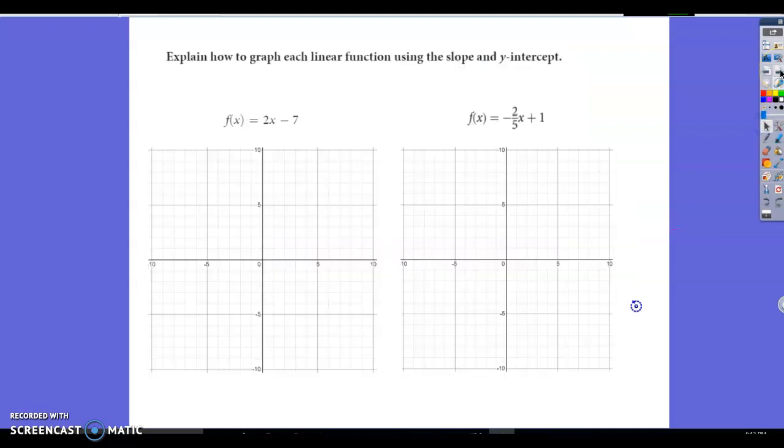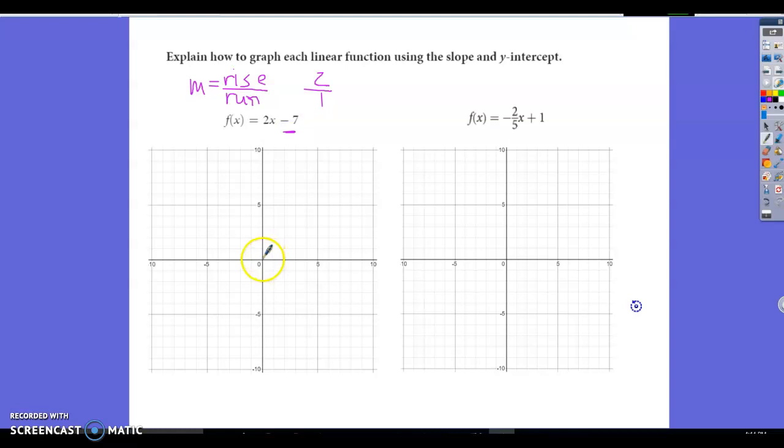All right, moving on. Explain how to graph each linear function using the slope and y-intercept. So f of x, again, this is in function notation. f of x is the same as y equals 2x minus 7. This is a linear equation, so we know it's going to represent a line. The slope is positive, so we know it's going to go up from left to right. We know that the slope equals rise over run. So the slope is 2 over 1. We also know that the y-intercept is -7, and that's where we start.